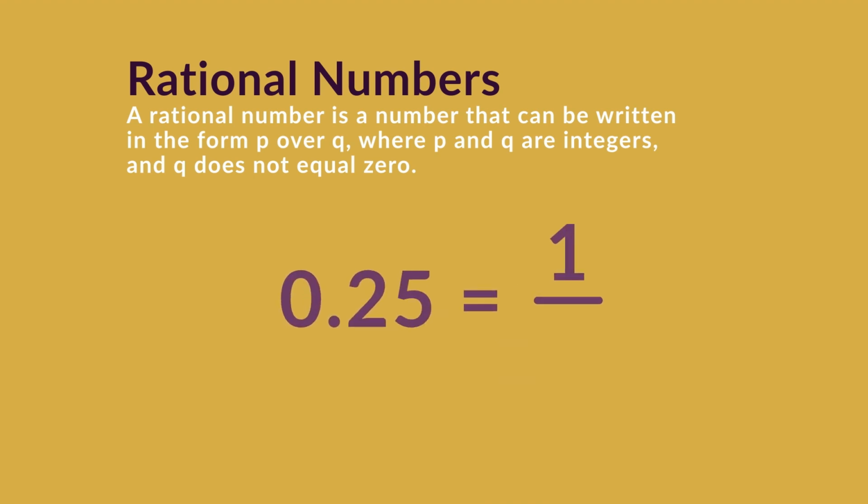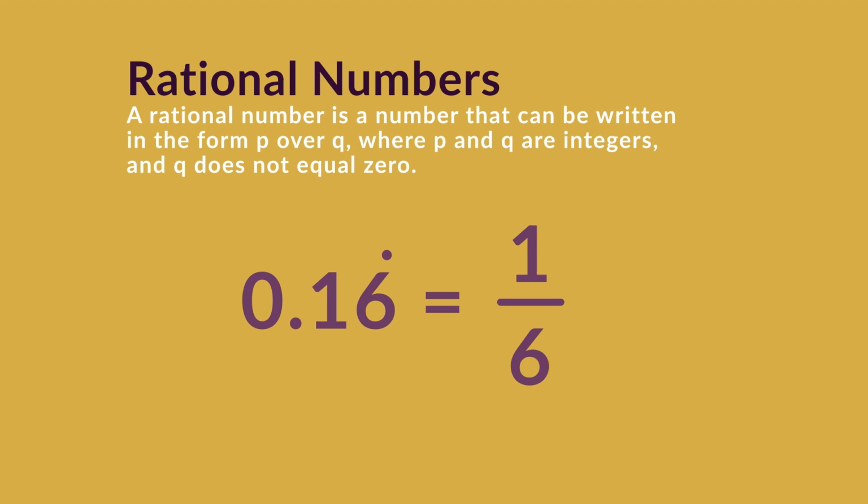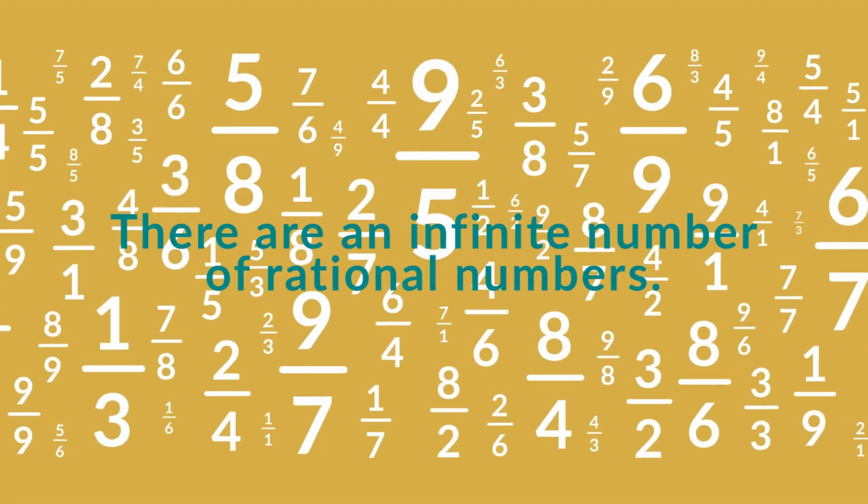0.25 is equal to the fraction 1/4, so it would also be a rational number. Even a recurring decimal like 0.16 recurring is a rational number because it can be written as a ratio of two integers, 1/6. More numbers than you can imagine can be formed this way.